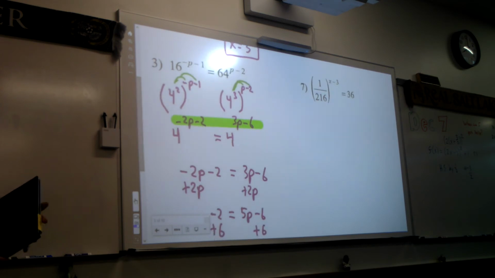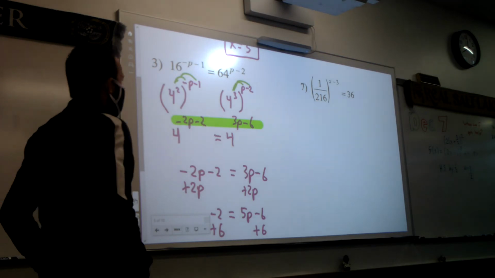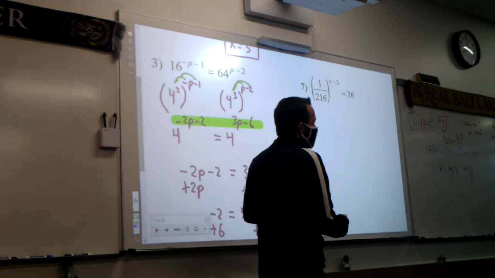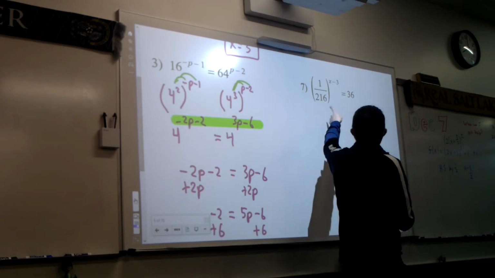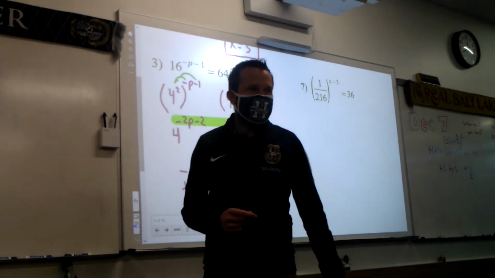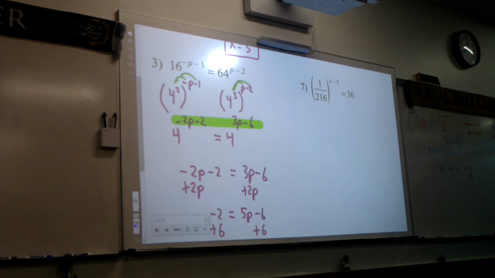Okay, so then 7, I'm going to give you a 30-second head start. What I want you to do is to say, what number could I raise to a power to give you 36, and then raise to a different power that would also give me 1 over 216? So turn to your neighbor, brainstorm, and see if you can come up with that. I'll give you 30 seconds.